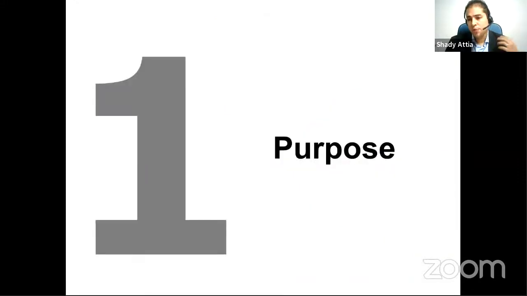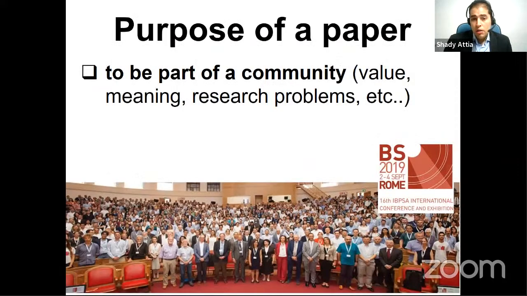So let's start with the first message I want to share with you regarding the purpose. What is the purpose of a conference paper? Well, the purpose of a conference paper, first of all, is to be part of a community. This community will carry certain values, will be interested to advance the science and knowledge in a specific field, and it will bring meaning and address research problems related to this community.